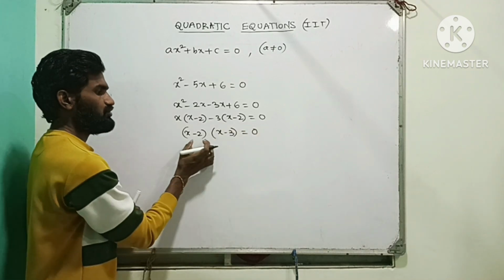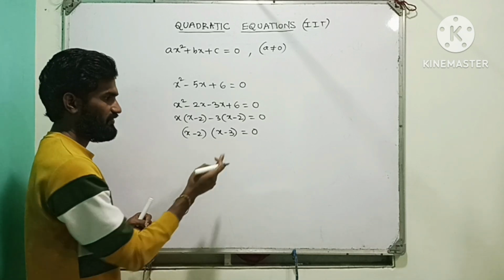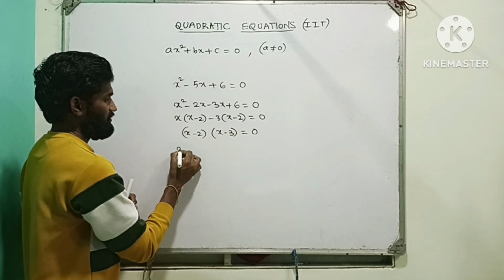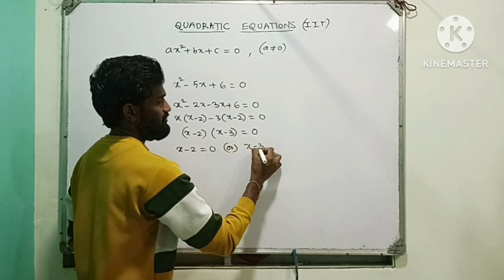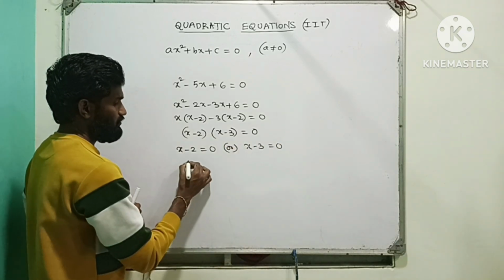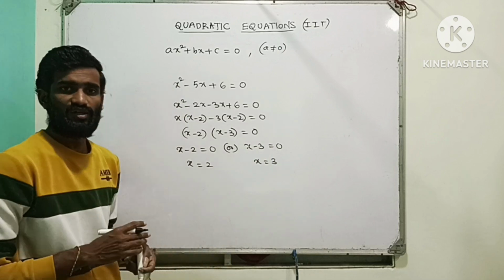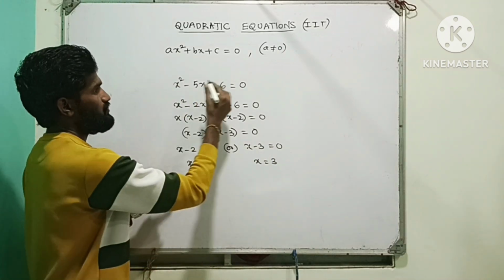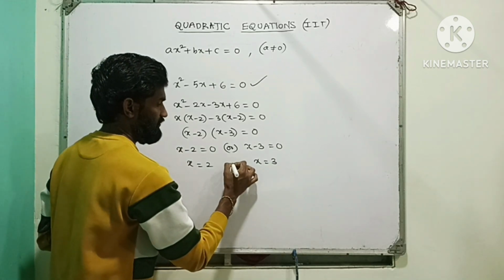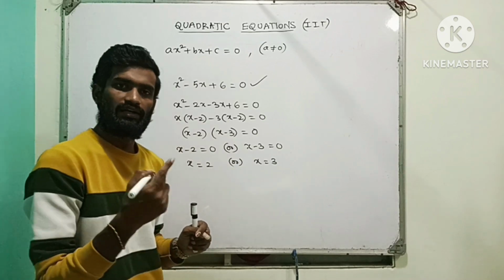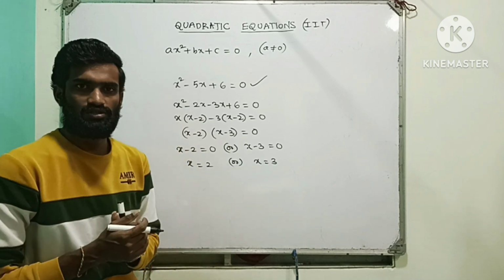Now the product of these two terms is 0, means either this one is 0 or this one is 0. Then only you will get the product 0. That implies x minus 2 equals 0 or x minus 3 equals 0. If x minus 2 equals 0, x equals 2. If x minus 3 equals 0, x equals 3. Means 2 and 3 are the roots of this quadratic equation. So here we got two roots.